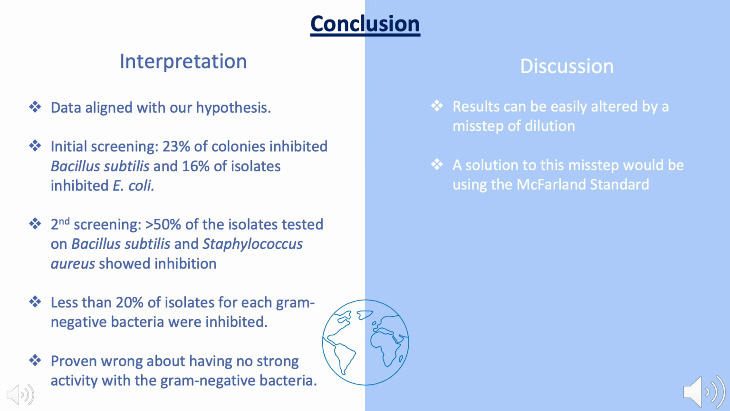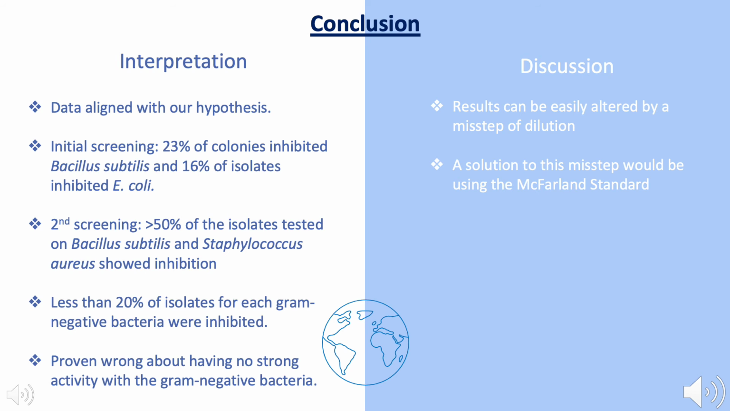Conclusion. The purpose of this lab was to test for antibiosis from the environmental isolates against the ESKAPE bacteria. Initial screening showed high activity of inhibition, with 23% of the colonies inhibiting Bacillus subtilis. E. coli showed to be resistant, as of the successful colonies, only 16% of the isolates inhibited E. coli. The data from the lab results align with our hypothesis because the gram-positive bacteria Bacillus subtilis and Staphylococcus showed to be inhibited more frequently and strongly.